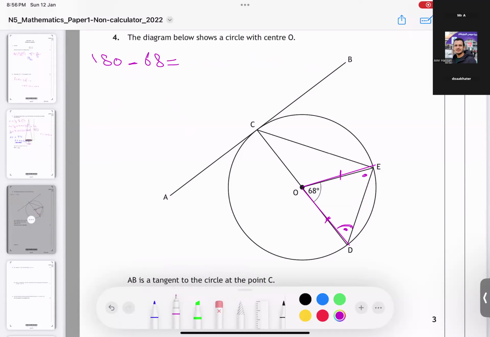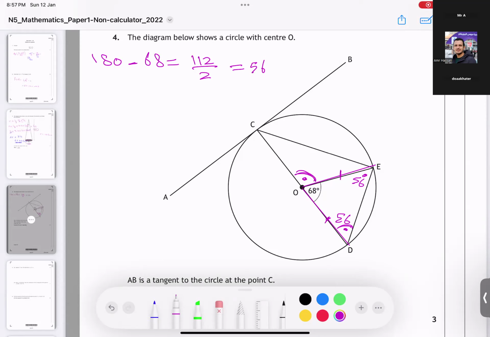So it's going to be 180 minus 68 divided by 2. This one's going to be 112, divided by 2. So it's going to be 56. So this one is 56, and this one also is 56, right?